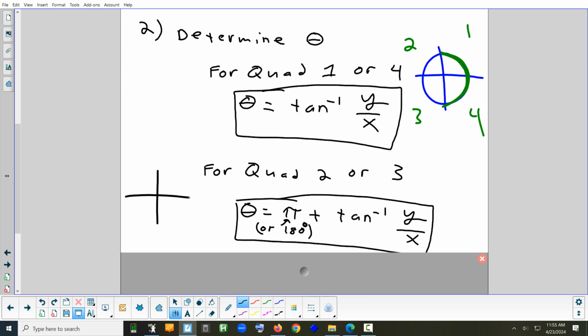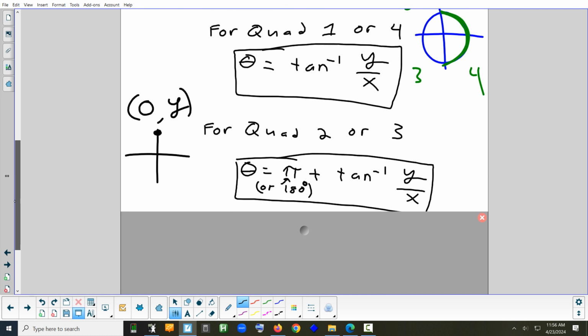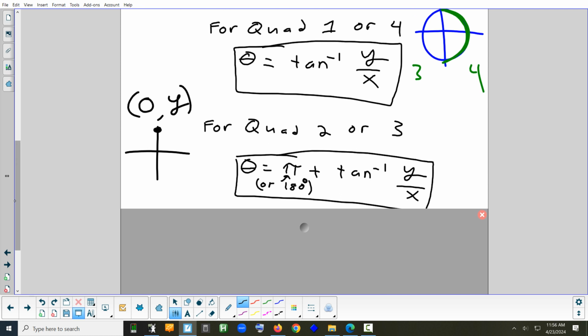Now, where else can you be besides quadrants 1, 2, 3, or 4? Yeah, you could be right on the axis. Pretend you were right there. I don't know what the y value is for that point. But what's the x value? 0. The x value is 0. What happens if you try to plug in an x value of 0 into that fraction? Yeah, you'd be trying to divide by 0. So these formulas don't work if you're on an axis. If you're on an axis, you just have to memorize the answer.